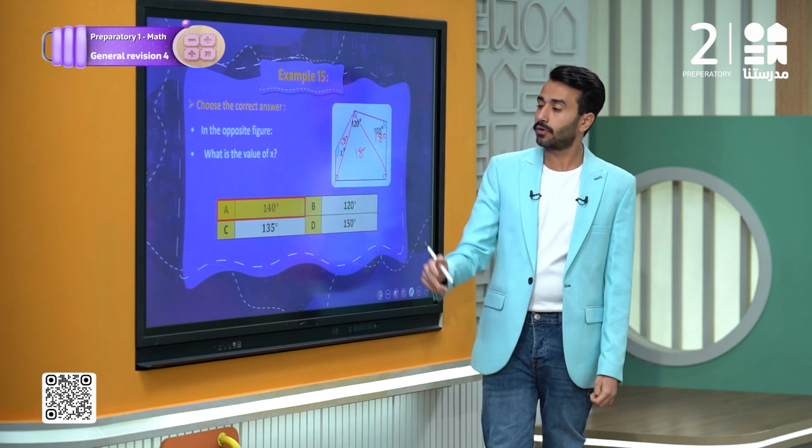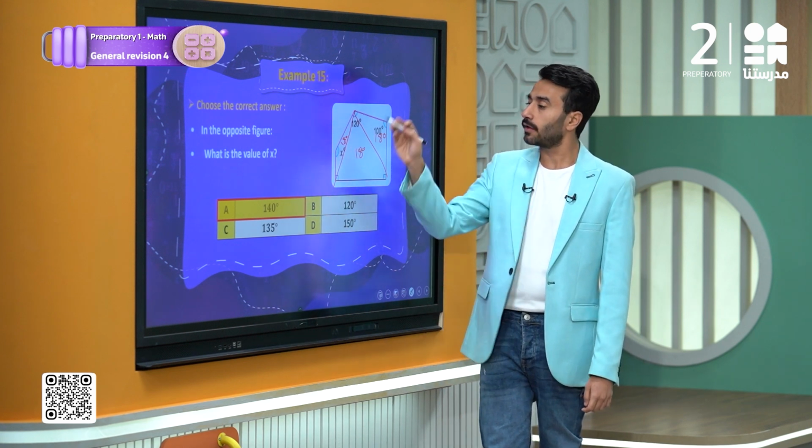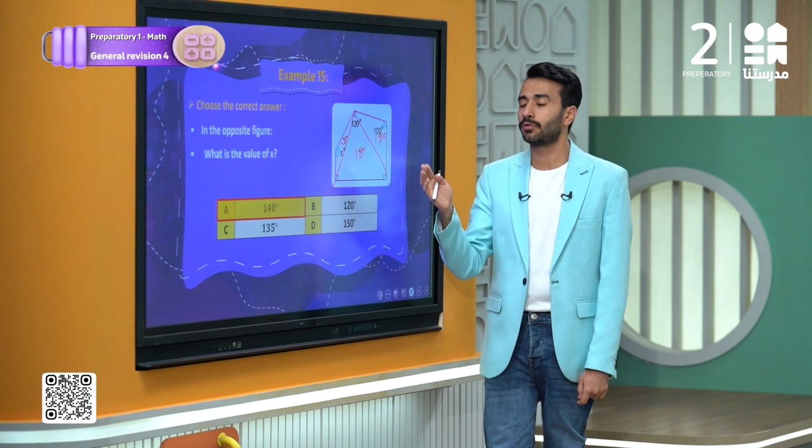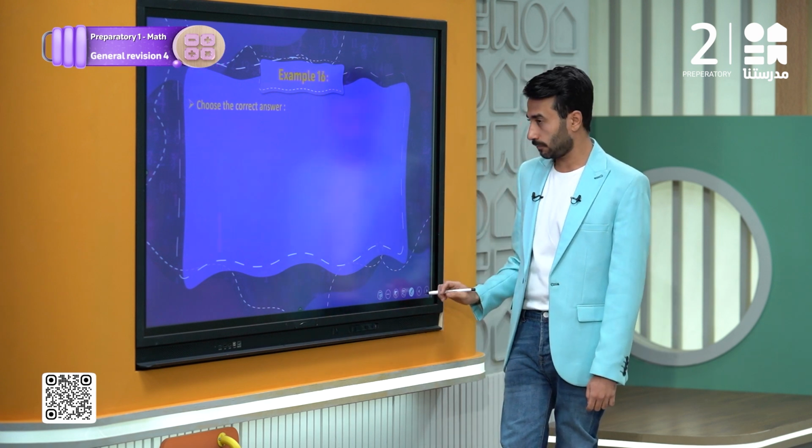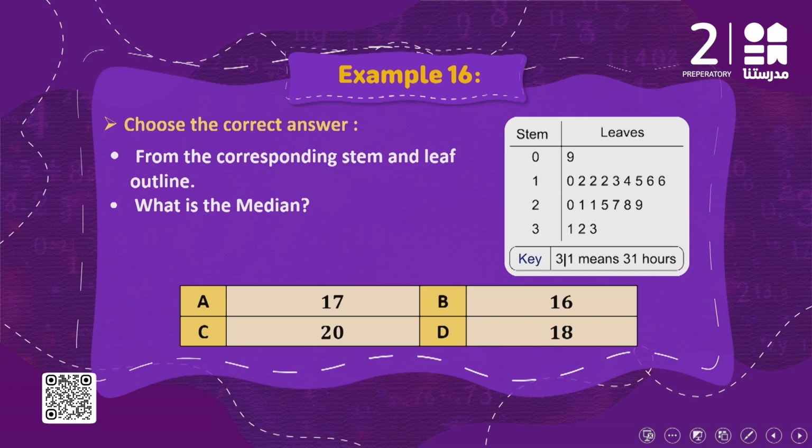That's why we found 540. Then we add these angles together, subtracted from 540, it will be 140 at the end. Choose the correct answer from the corresponding stem and leaf outline. What is the median? First of all, you have to read the key. 3/1 means 31 hours here.